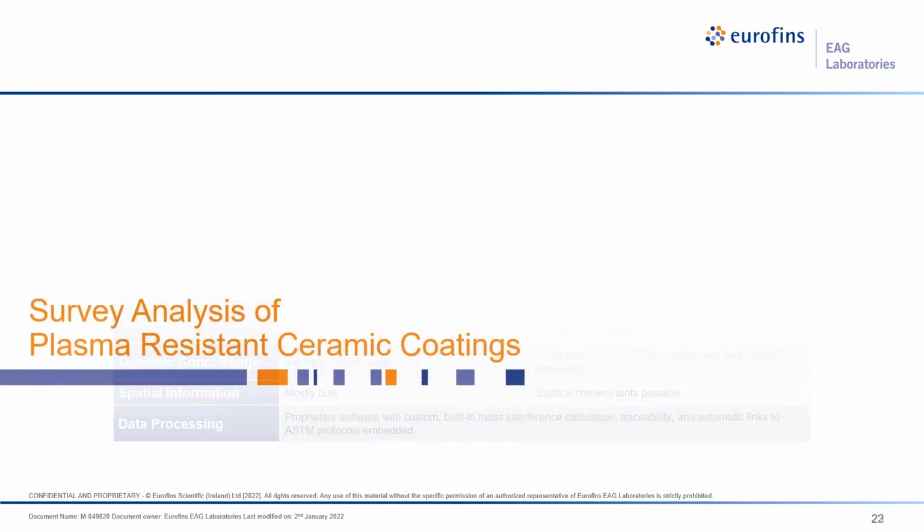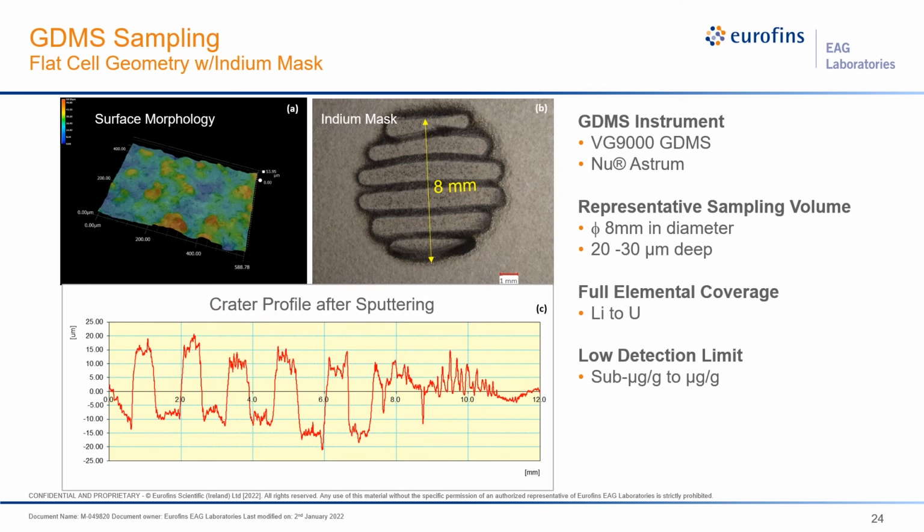So now we wanted to talk specifically about the case study of survey analysis of plasma resistant ceramic coatings. Here is what a typical plasma resistant ceramic coating looks like. The surface morphology, as you can see, is pretty rough. And so we were using an indium mask with a diameter of about 8 millimeter. Those dark black lines are indium from the indium mask. And this is actually the sputtering crater after the GDMS sputtering. You can see you have a depth of about 25 microns. So it tells you that it does sputter very well and it has adequate depth.